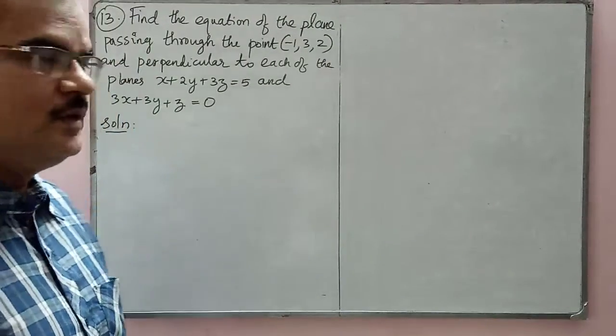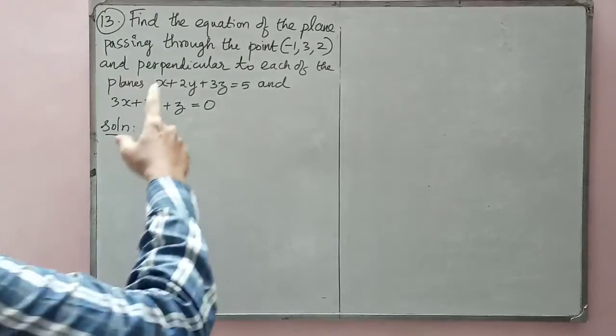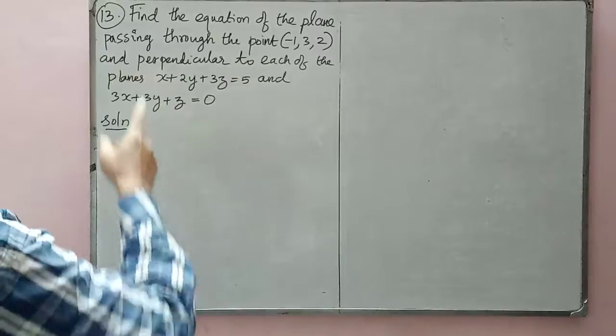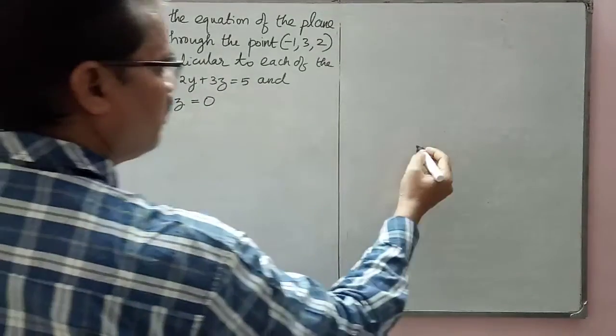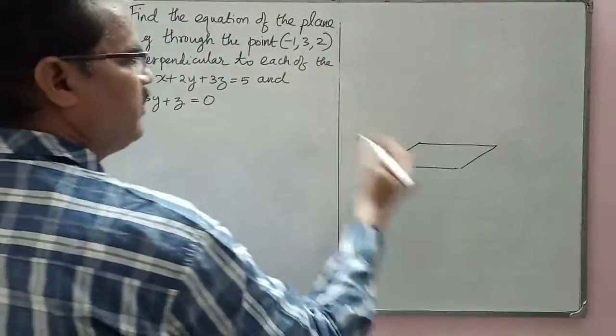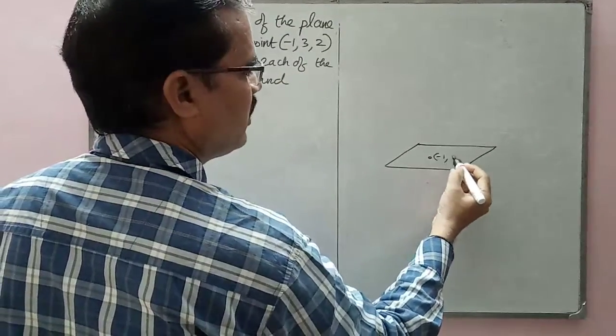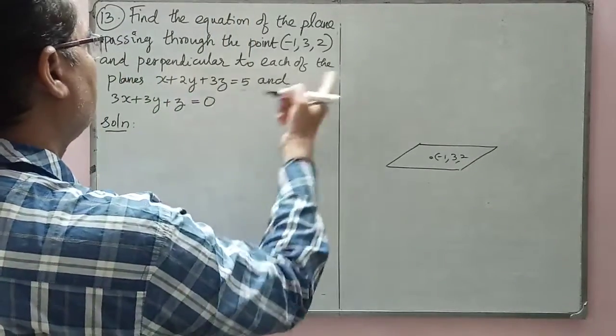Welcome back, children. This is the 13th problem of the miscellaneous exercise we are going to solve. Find the equation of the plane passing through the point and perpendicular to each of the planes. Imagine this is our plane. Our plane passes through the point (-1, 3, 2), and is perpendicular to each of the planes.